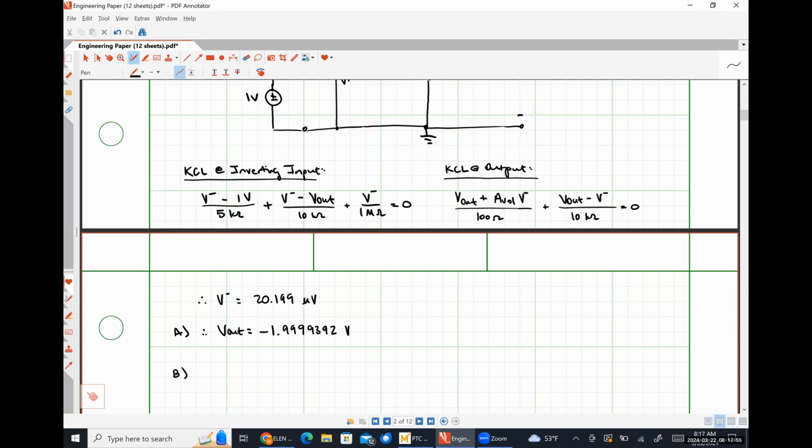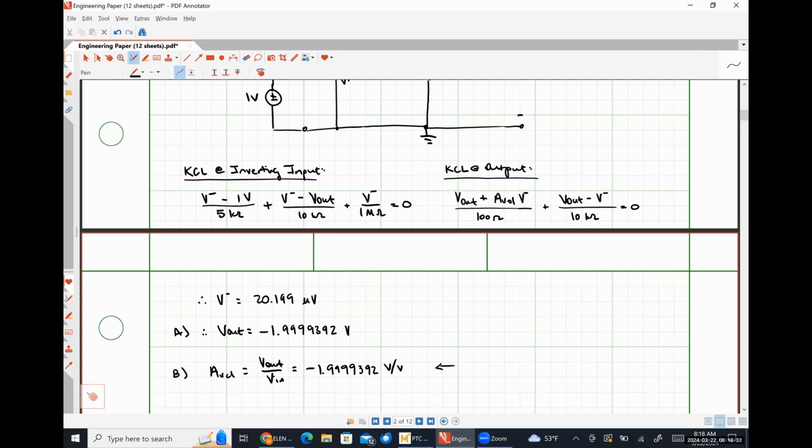So now let's take a stab at part B. Our closed loop voltage gain, AVCL, is just V out divided by V in. And wouldn't you know it, I chose V in to be exactly 1 volt so that our closed loop voltage gain is just V out divided by 1, or negative 1.9999392 volts per volt.